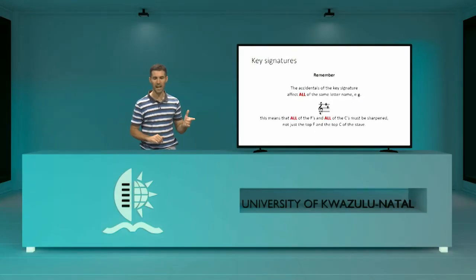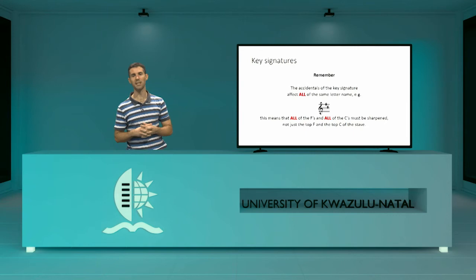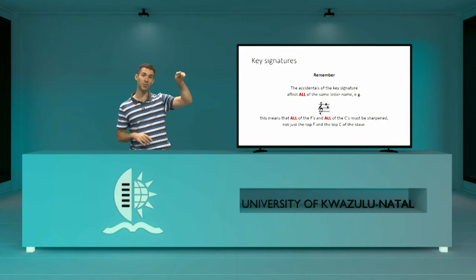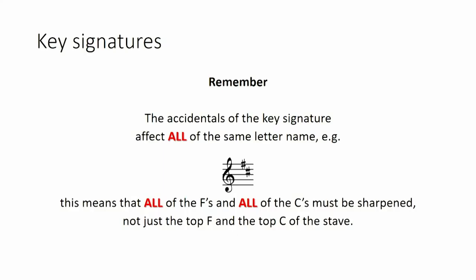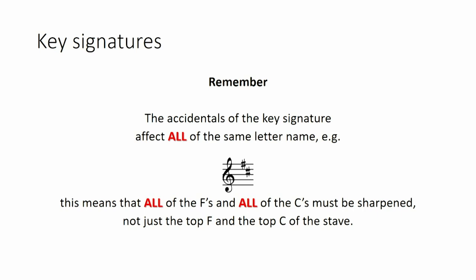Also, remember that the accidentals of the key signature affect all the letter names of that particular one. So, for example, if you look at the slide at the moment, you'll see that there's the D major key signature. Even though the F sharp is only notated on the top F line, all of the Fs, no matter where they are on the stave, are affected by that. So even the bottom space F is affected by that sharp, even though there is no sharp in the key signature in that bottom space. So all of the Fs throughout that stave are going to be F sharps.